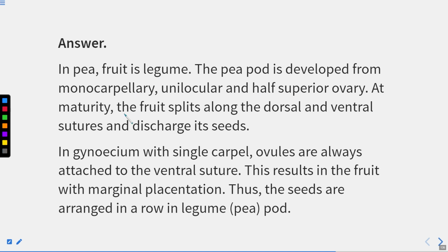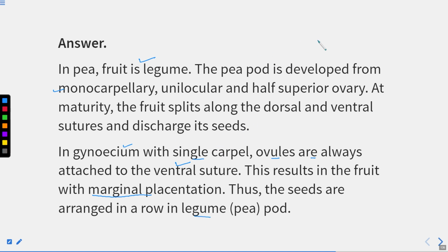Now, in gynoecium, what is gynoecium? Gynoecium is a female reproductive structure. So in gynoecium with the single carpel, means monocarpellary condition, ovules are always attached to the ventral suture. And this results in the fruit with marginal placentation. So in the fruit of the pea plant, the placentation is marginal. Thus the seeds are arranged in a row in a legume.